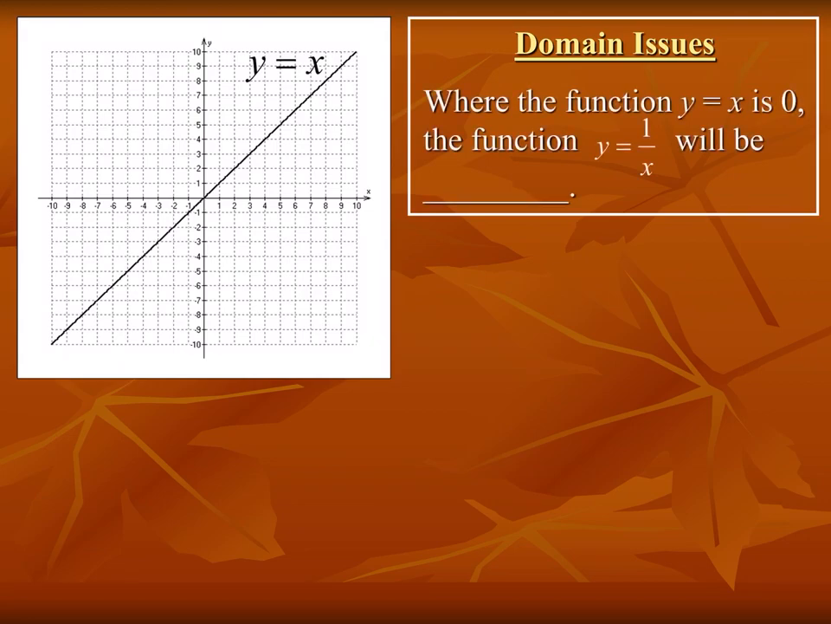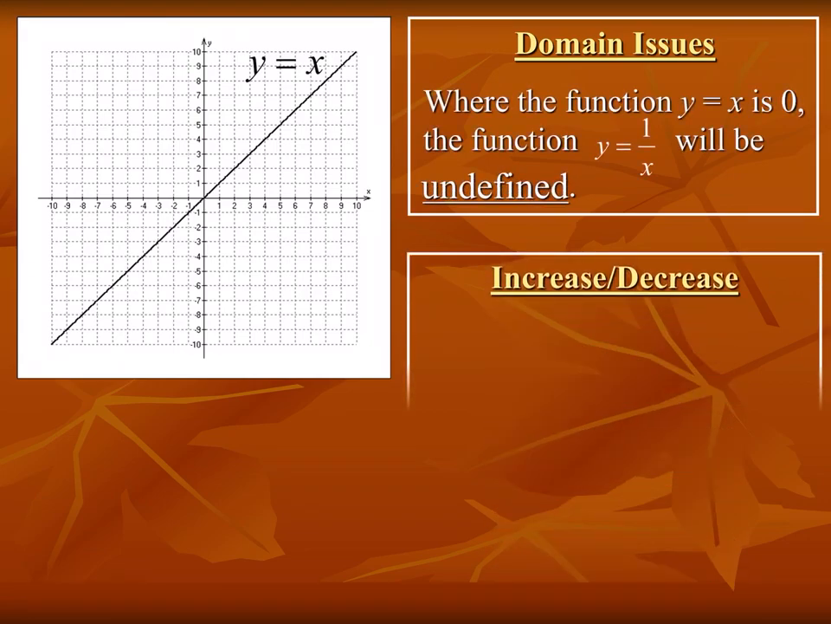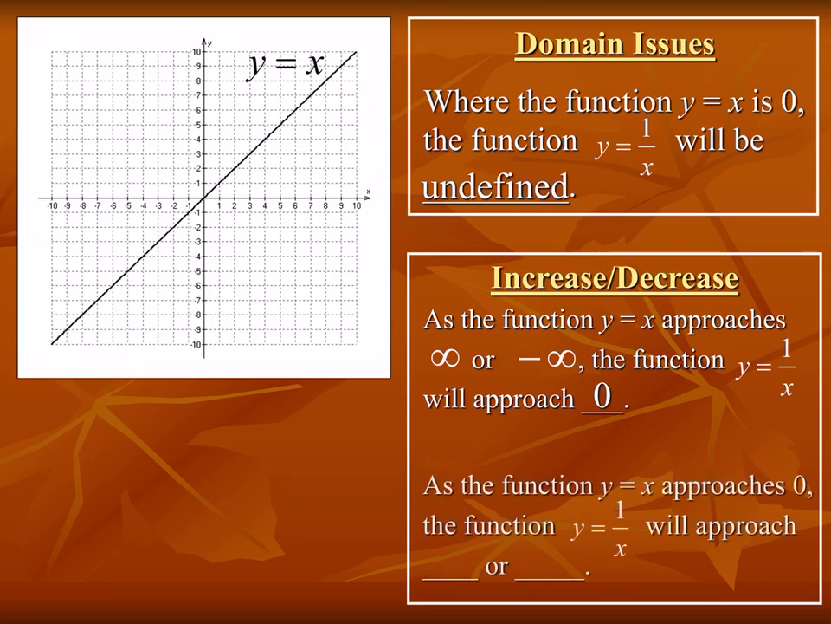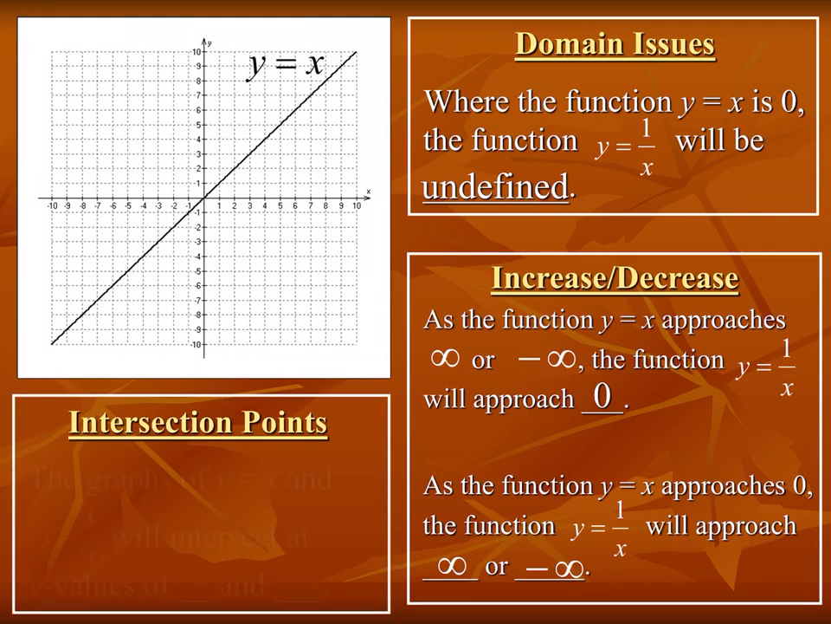Domain issues. Where the function x is 0, the function 1 over x will be undefined. You can't go 1 divided by 0. Increase and decrease. As the function y equals x approaches infinity, the function 1 over x will approach 0. And as the function y equals x approaches 0, the function 1 over x will approach infinity or negative infinity. So as we approached the 0 there, things went off to infinity.